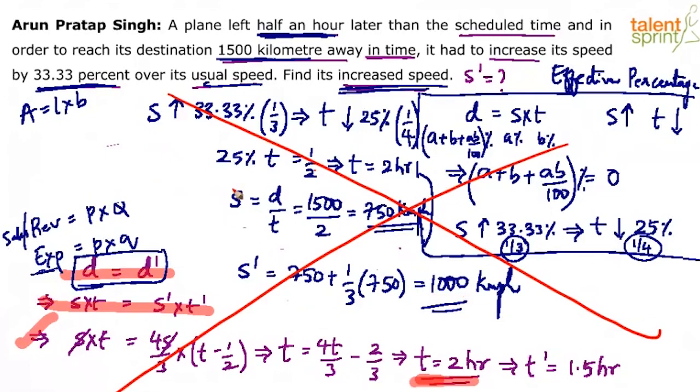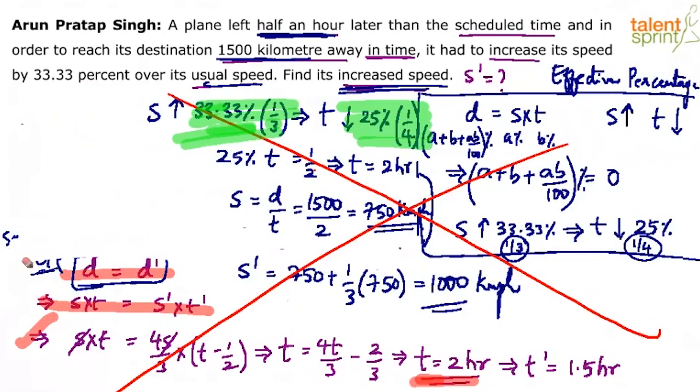Okay, maybe the only complexity here could be this part, 33.33% and 25%. So let me make this also very simple for you. How do you do this? Certain values are very, very easy to remember. I'll tell you how to get that value without even doing that fraction based calculation.